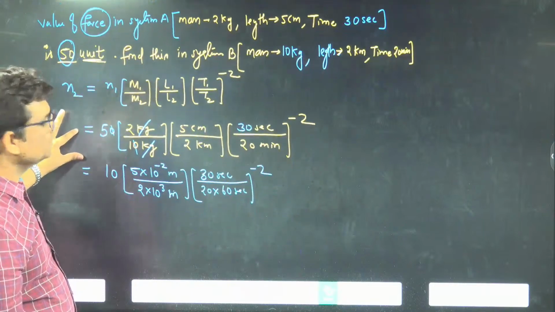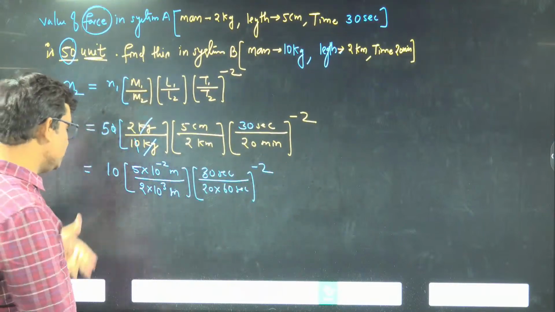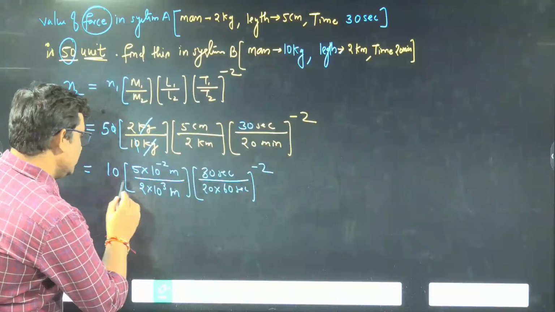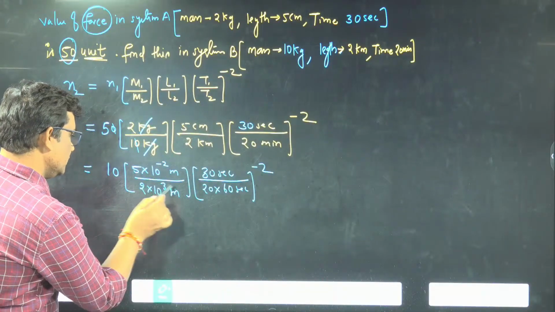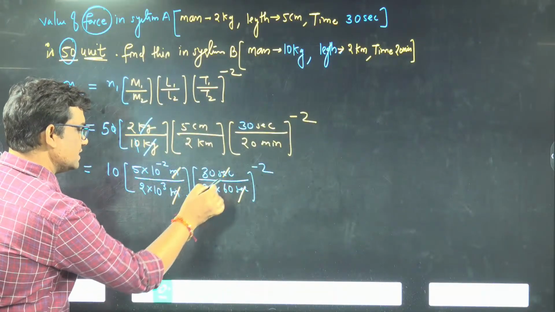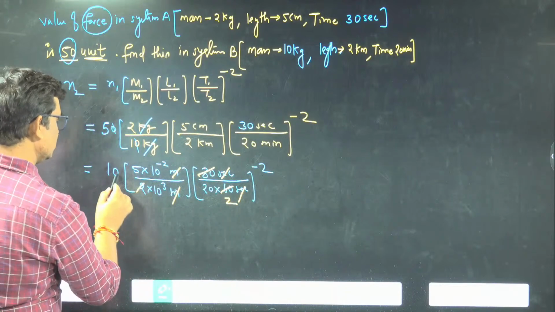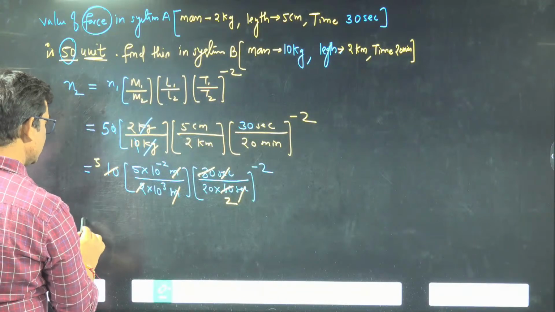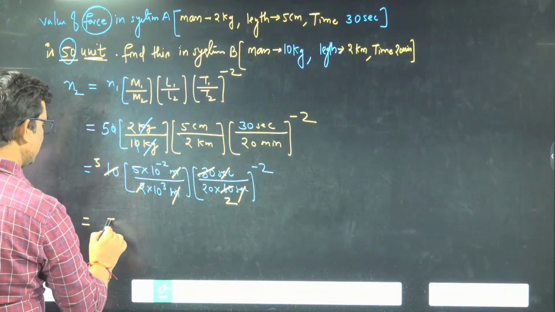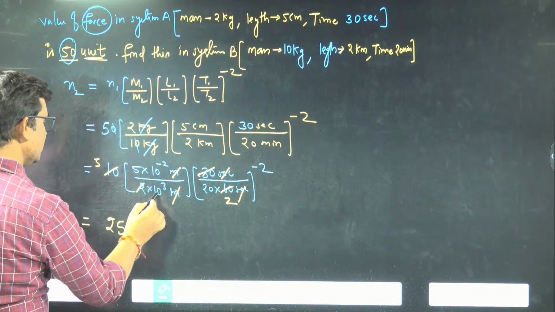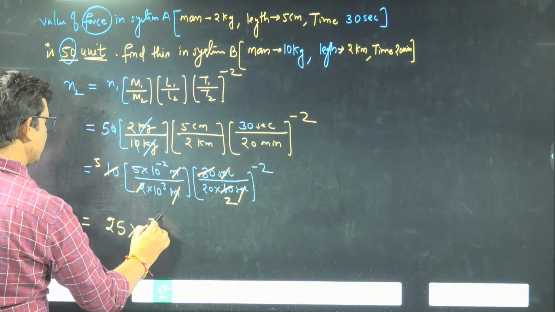This value I have placed. Now I need to cancel here. So you can say that here 2, meter cancel, second cancel. 30, this will give you 2 here. And we can say this will be 2. So this will be 5 here. So I can write here 5 into 5. That becomes 25 into, this will go upside, so 10 power minus 5.